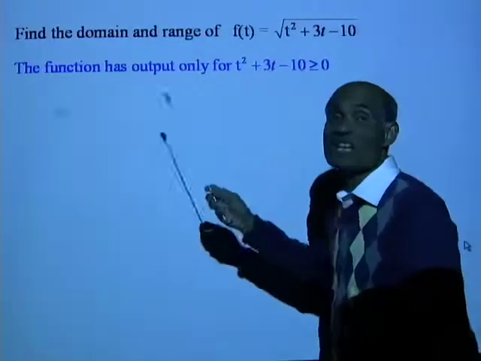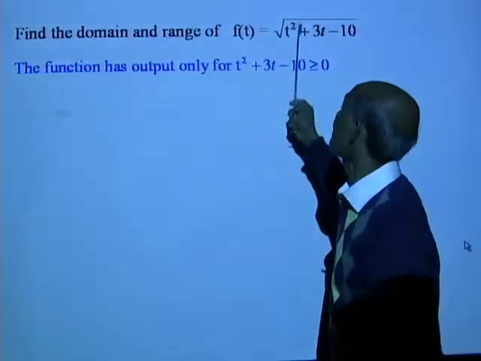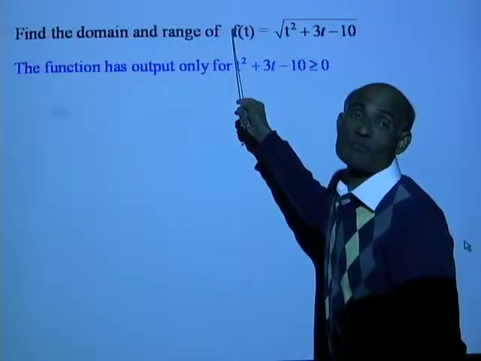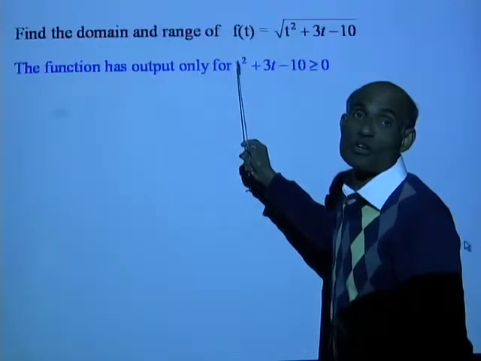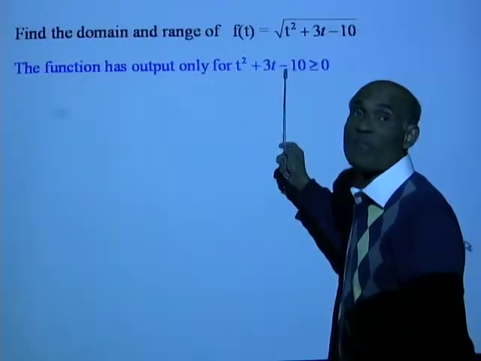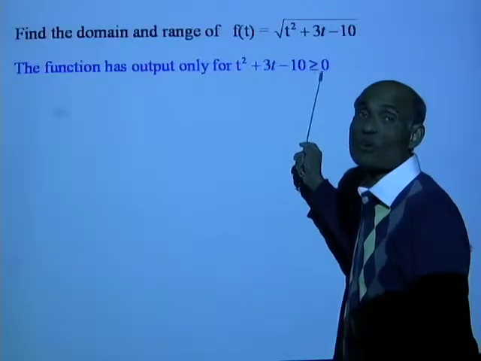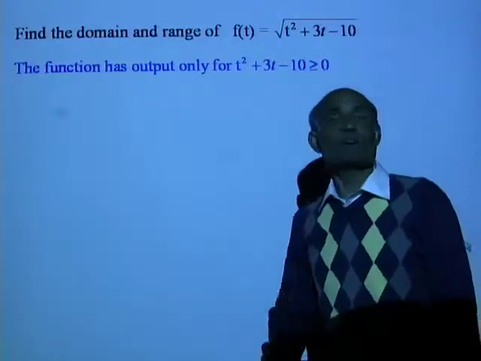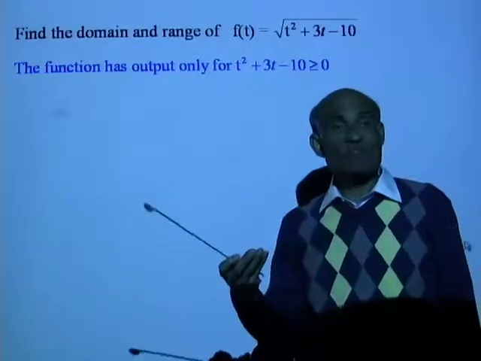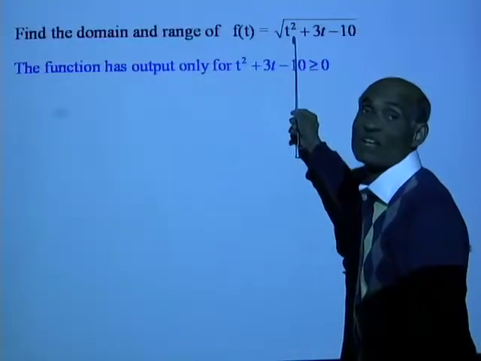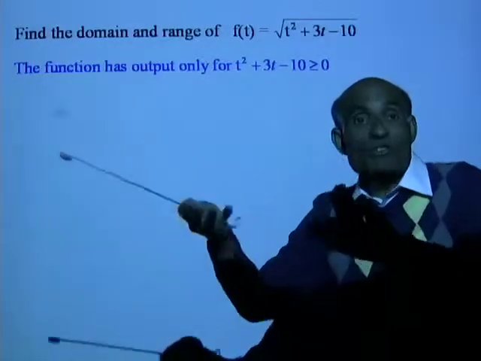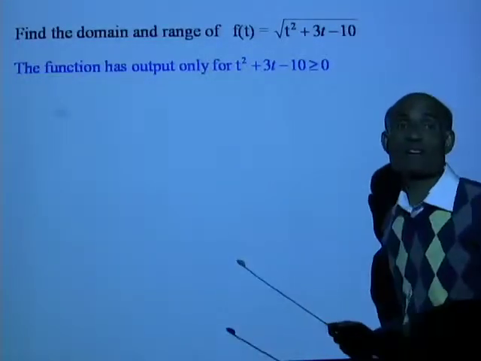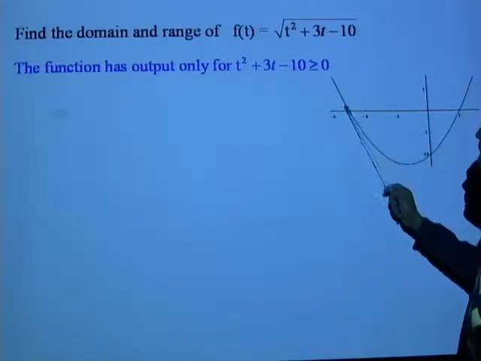If this quantity is less than 0, then square root of that quantity will not be meaningful. There will be no output. So the values of t that makes this quantity greater than or equal to 0 are only the domains of this function. Now that's an easy way to find out what are the values of t that will make this quantity a positive quantity. Well, can you draw the graph of this on your calculator? Well, the graph will look like this.